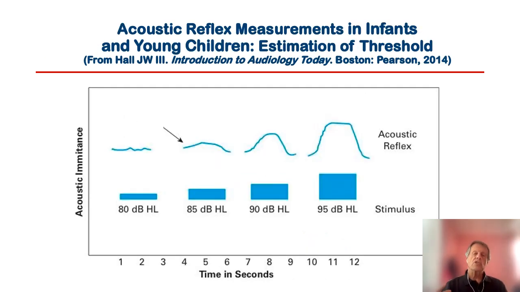Probably the most useful of the acoustic reflex measurements, remember I talked about 4 of them, is the acoustic reflex threshold, that very simple measurement of the lowest intensity level that produces a change in the compliance or the stiffness of the middle ear system. And of course, the change in stiffness of the middle ear system following the presentation of a stimulus results from the contraction of the stapedius muscle.